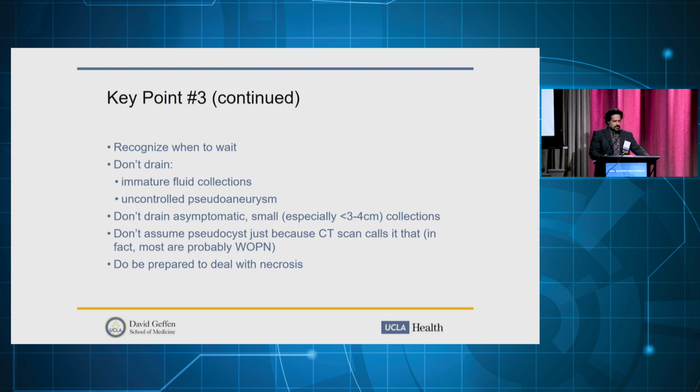So continuing that, recognize not just when to do it, but also when to wait. Don't drain something that's immature. Don't drain something that may become a bleeding complication. So look for vessels that are running through the necrotic collection and for a pseudoaneurysm. If there's blood products within the collection, look for a pseudoaneurysm, and they may need embolization beforehand. Small asymptomatic pseudocysts or necrotic collections generally don't need to be drained. You can just watch them. And again, know the difference between necrosis and a pseudocyst.